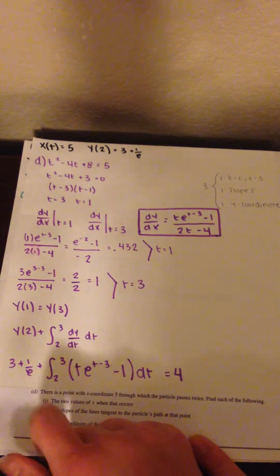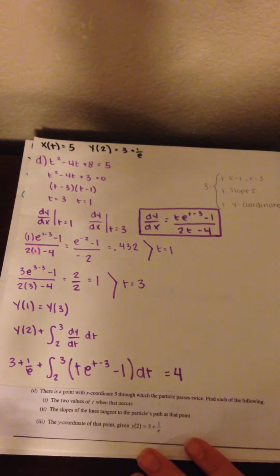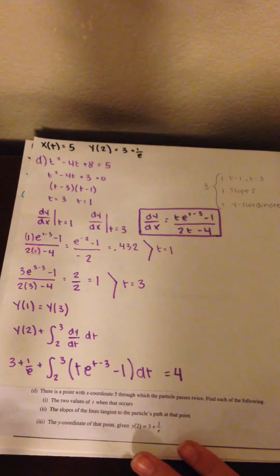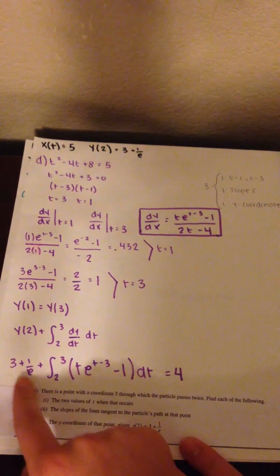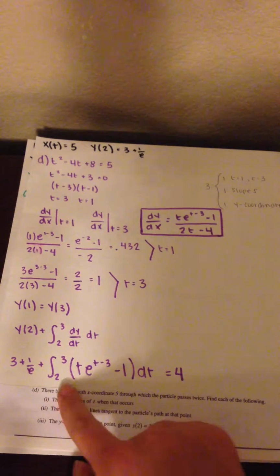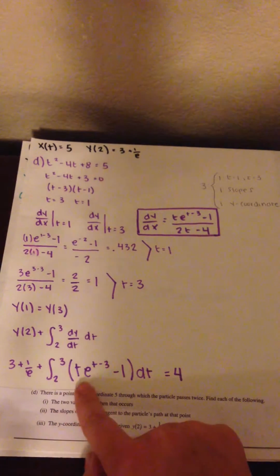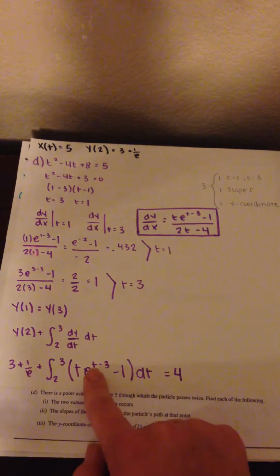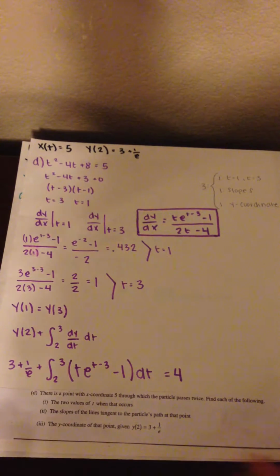So all we're going to have is y of 2 plus the antiderivative of y prime of t, over the values of 2 to 3. So we're going to get 3 plus 1 over e plus the integral from 2 to 3 of t e to the t minus 3, minus 1, dt. When you put it into the calculator, you get 4.